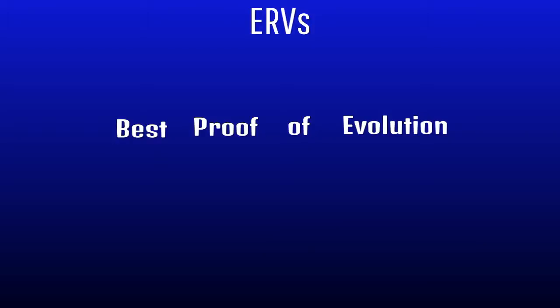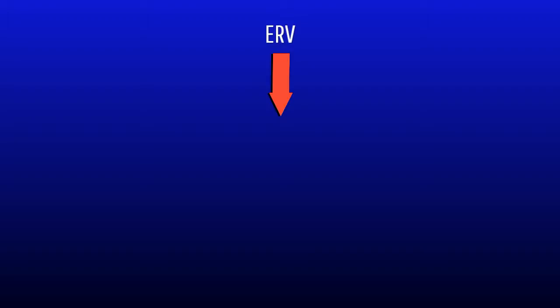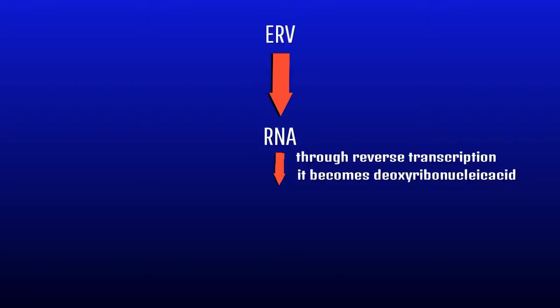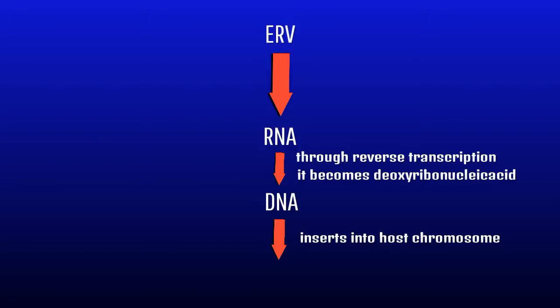So, ERVs are one of the best proofs of evolution that I can think of. They're called endogenous retroviruses, and how they work is a virus inserts itself into RNA, and then through reverse transcription, I think is the name, it transfers RNA into DNA, deoxyribonucleic acid, and RNA is just ribonucleic acid. So once that occurs, it inserts itself. The very important part here is that it does so randomly into one of the chromosomes of the host.